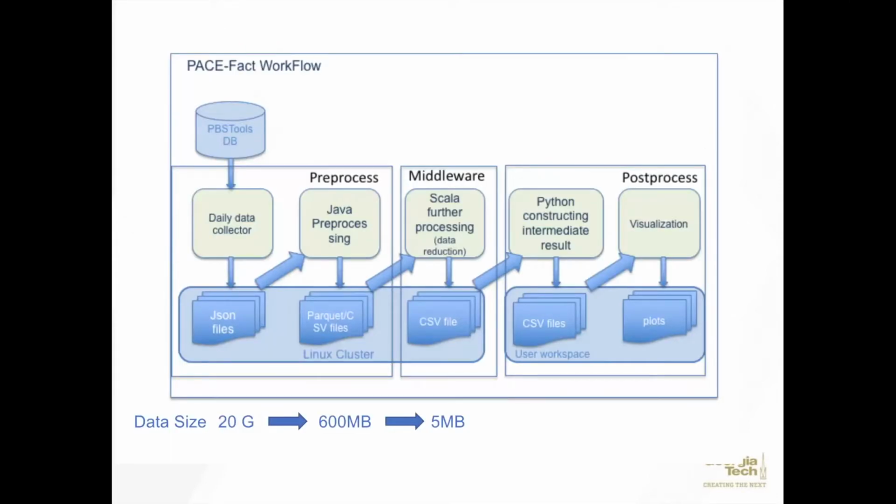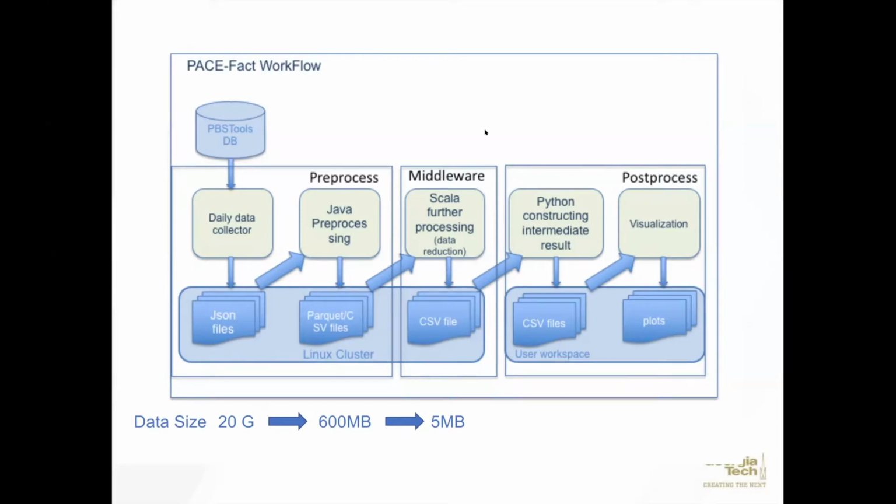Here is the workflow for this framework. At the top is the PBS database, and our analysis is all based on this data source. PBS basically is a tool to collect all the user jobs through the scheduler logs, so we can capture all the job-related information, including the scripts people used. For PACE Fact, we have 3 parts: pre-processing, middleware, and post-processing.